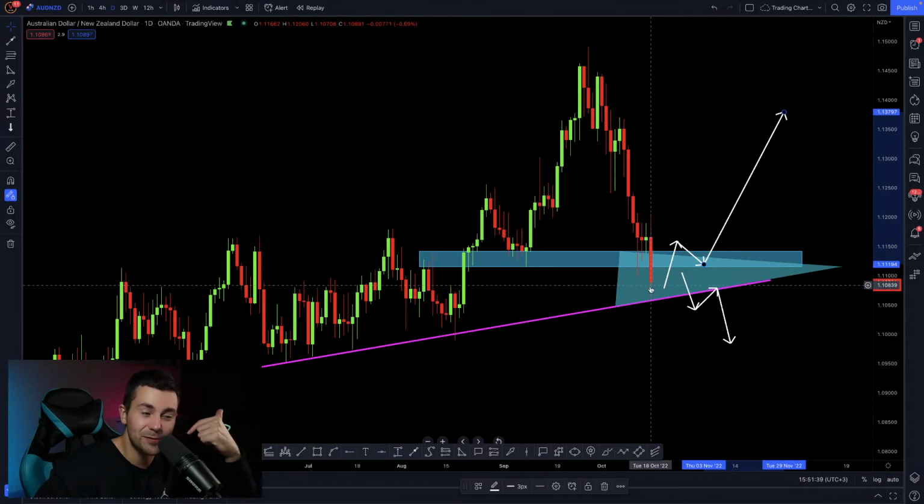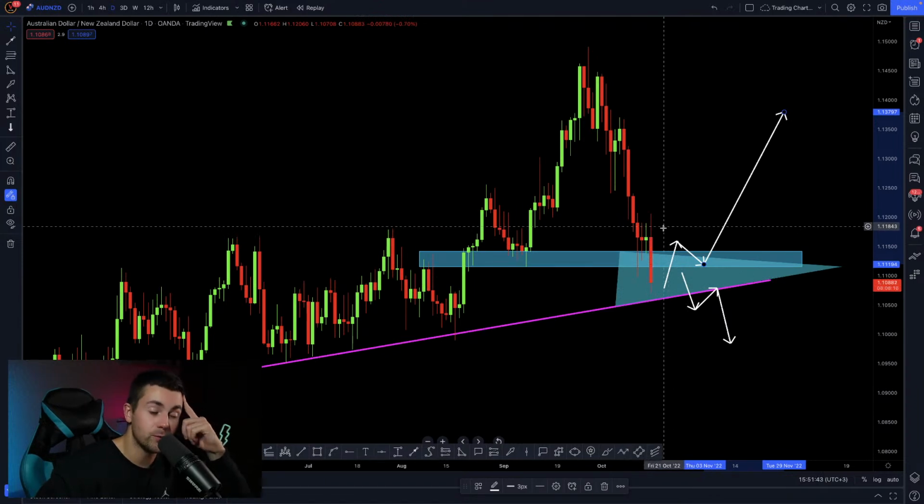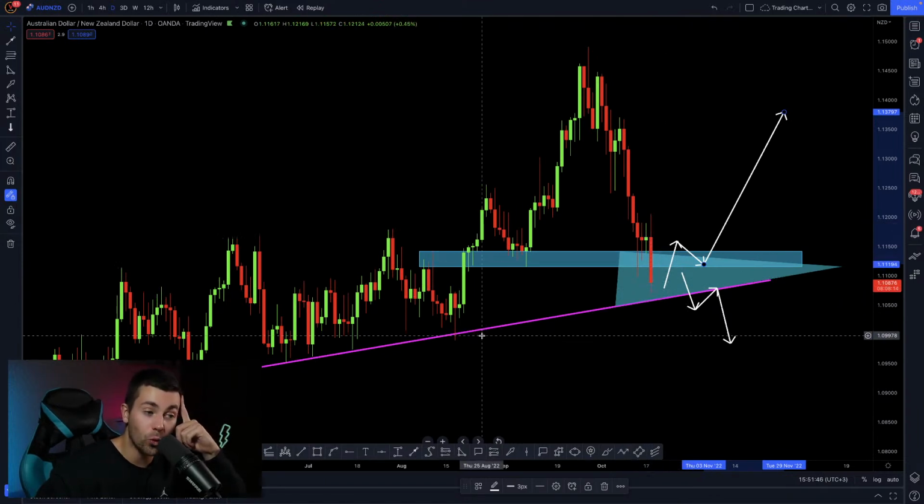But you can see that for now that candle is so strong. So I would suggest waiting for now. Wait for some kind of breakout that will clarify for you the future direction of the market.